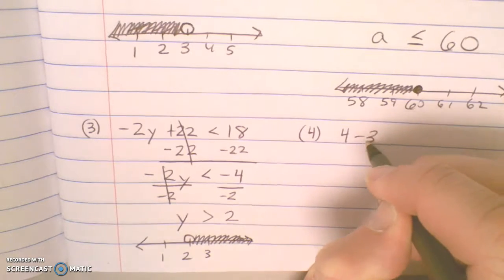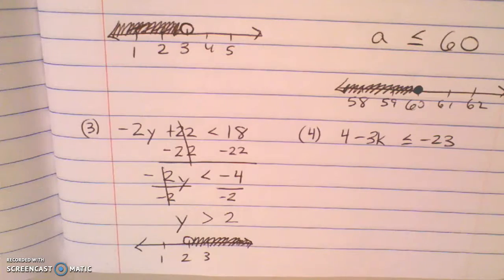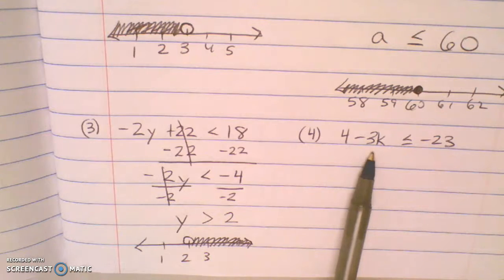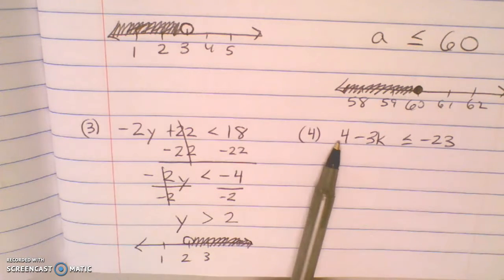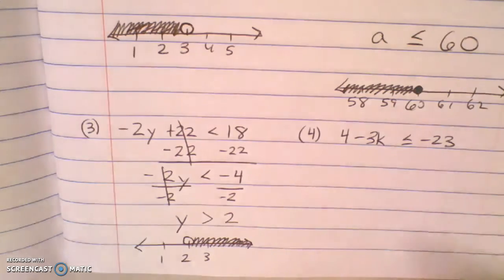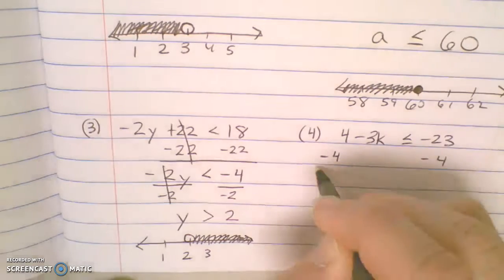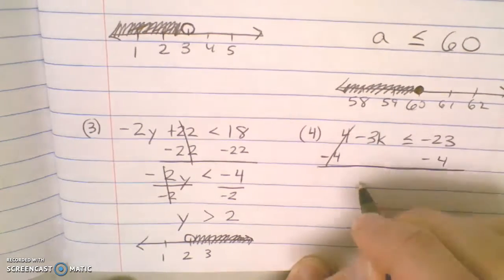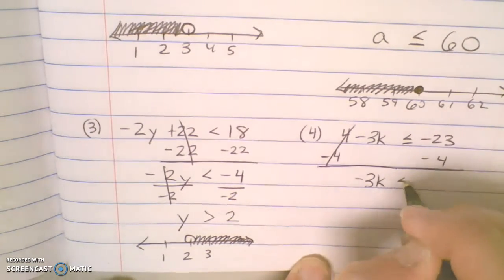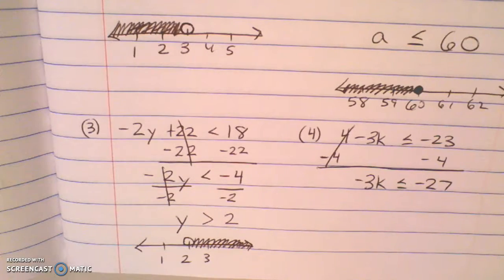4 minus 3k is less than negative 23. So this problem is written a little bit differently because the variable is closer to the inequality symbol. So I need to get rid of this 4. This is a positive 4, though. I look at the sign in front of the 4. So to undo positive 4, I have to subtract 4. So I have negative 3k is less than negative 27, because a negative 23 minus 4 more is negative 27.